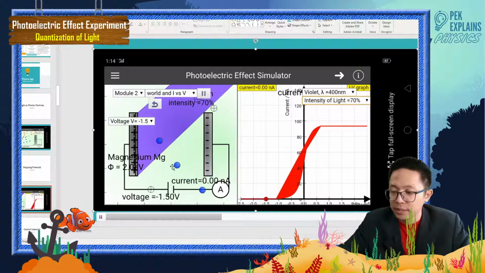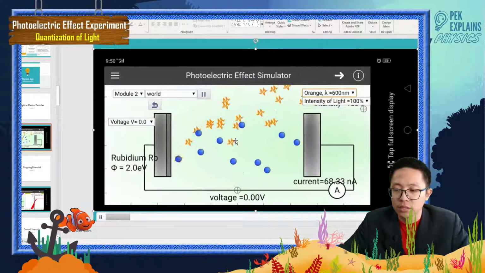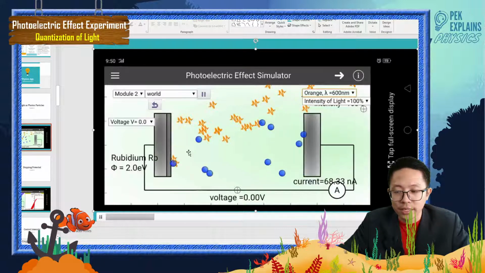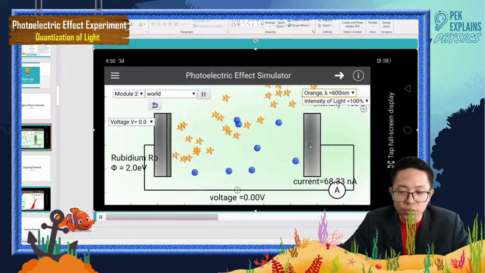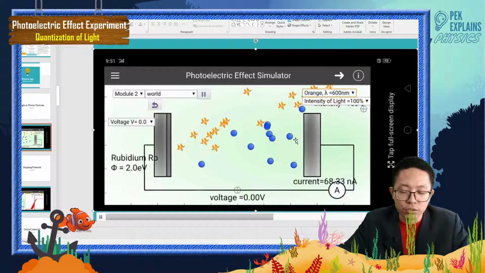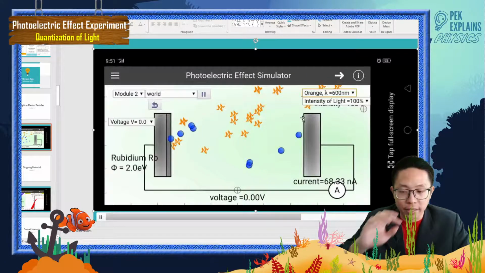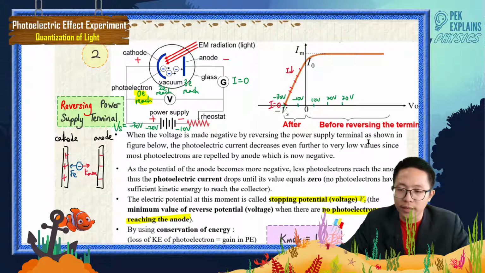Okay, you see the difference? Last time at 0 voltage, the electron can easily reach the anode. 0 voltage means neutral. These two terminals are neutral, no positive, no negative. So the electron can easily go to the anode because it is not repelled by the terminal. Now if you reverse the voltage, here becomes the negative terminal, it will start to repel the electron. So the electron cannot reach the anode and the current becomes 0. Okay? Understand?